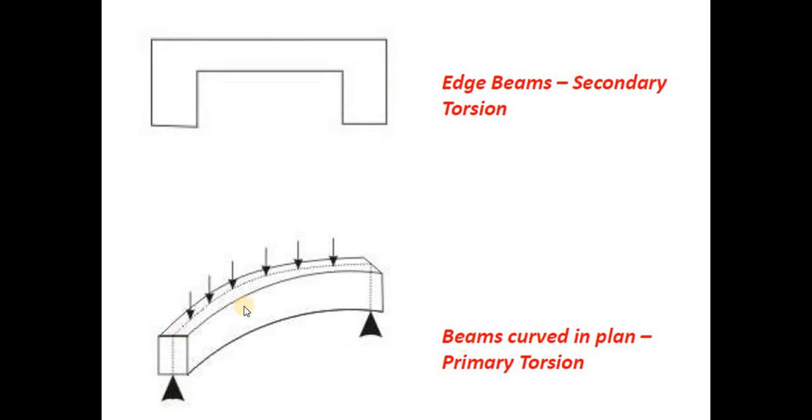In curved beams, as the member is curved, the behavior is going to induce some amount of torsion, and it is called primary torsion. So you can see edge beams are secondary torsion. Why? Because there is no torsion if we consider the beam individually, but when we connect the slab from one side, there will be some torsion which is going to get induced from the slab. So it is another structural member which is inducing it.